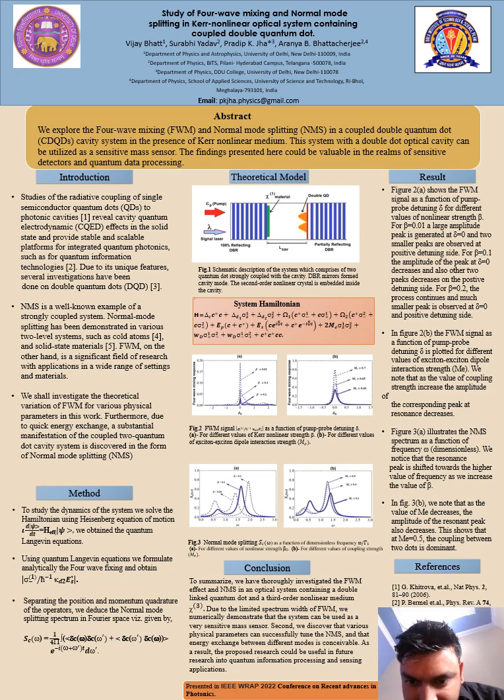In figure 3, we can see the normal mode splitting spectrum as a function of frequency omega. We note that the resonance peak is shifted towards higher frequency as we increase the value of beta. In figure 3b, we note that as the value of ME decreases, the amplitude of the resonance peak also decreases. This shows that at 0.5 ME, the coupling between the two dots is dominant.